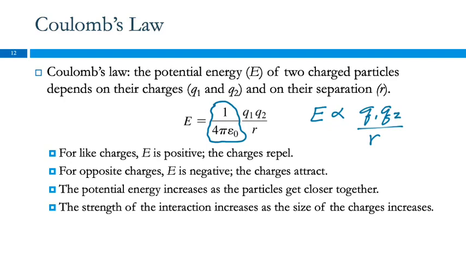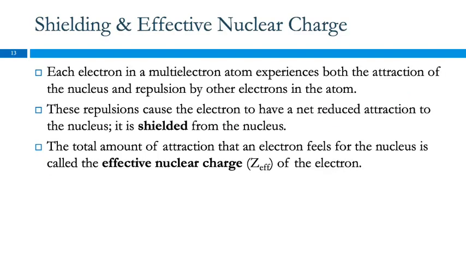So you think about lifting up a piano above the ground. The higher it goes, the less stable it is, right? That's high positive energy. We want low negative energy. And then the strength of the interaction increases as the particles get closer together. The basic idea is there.